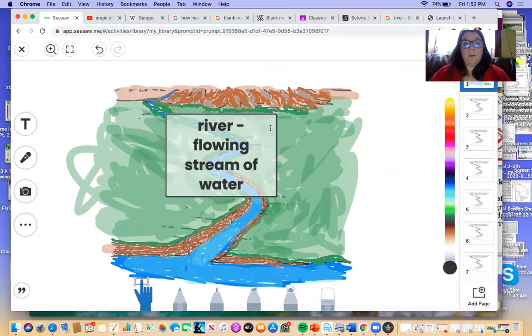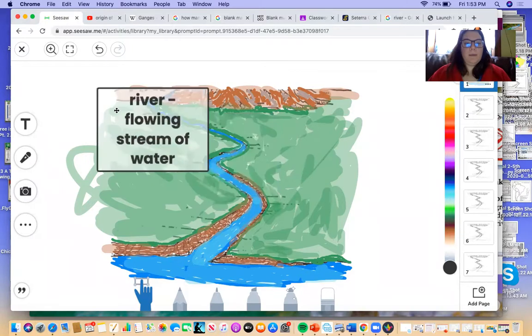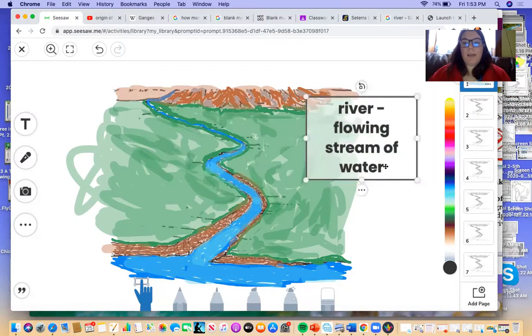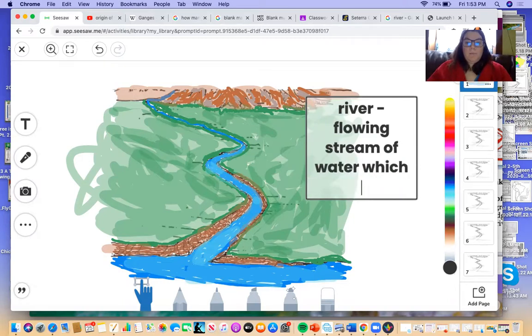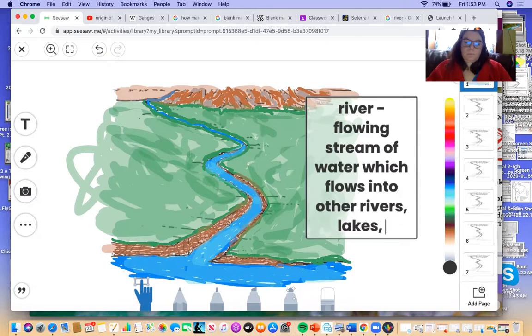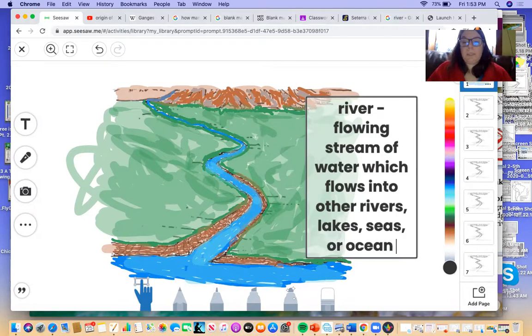A river, usually the origin of a river, hold on. So this is a river, flowing stream of water, and that river will usually empty, or flow into other rivers, lakes, seas, or even the ocean. Sometimes the river can just kind of dry up and go right into the ground. It doesn't always flow into another body of water, but most of the time it does. So that's just kind of the thing to remember.